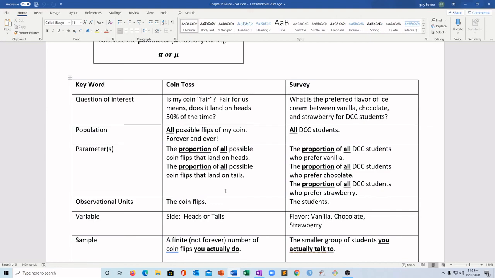Okay, so we've got the coin toss and the survey. So the next line here, population. The population is the group of things that you want to know about. For the coin toss, this is a little bit weird, but what I want you to do is think to yourself, how could you prove to me, or how could I prove to you, that your coin is fair? What would I have to do? Hopefully you said, well, you have to flip it, because a fair coin is one that 50% of the time will get heads.